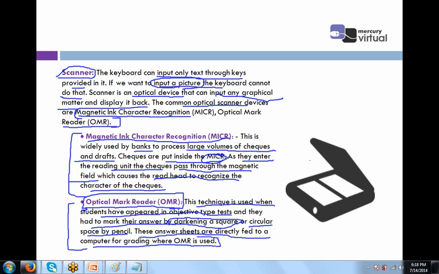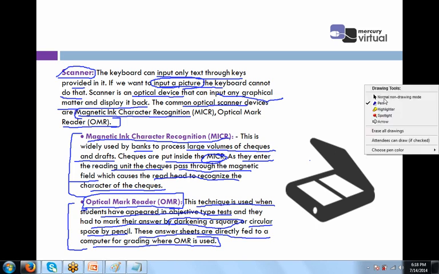Means these answer sheets are checked by the device, that is your OMR. This is the device that is used for checking the answer sheets of the students. Clear? So in this topic, we have studied the scanner and the types of scanner. Now let's see another slide.